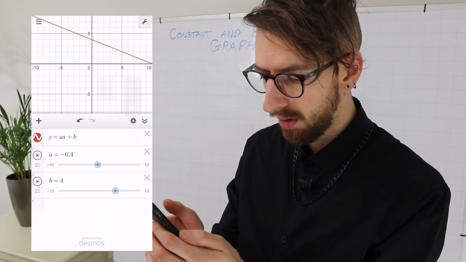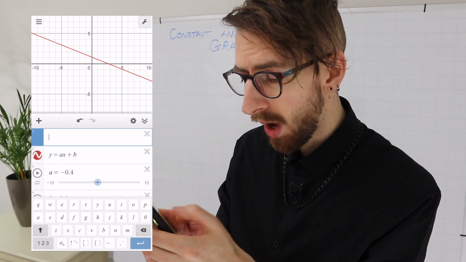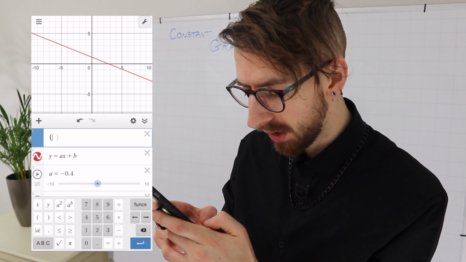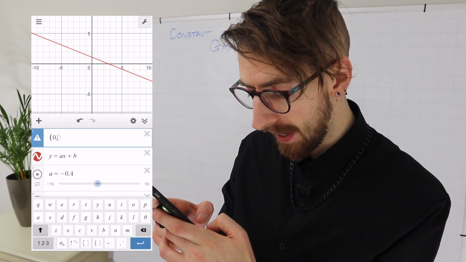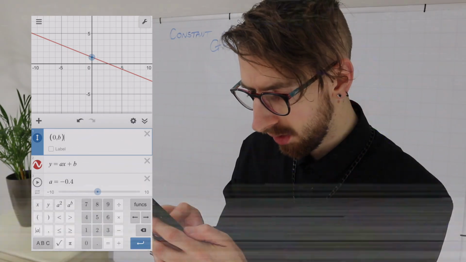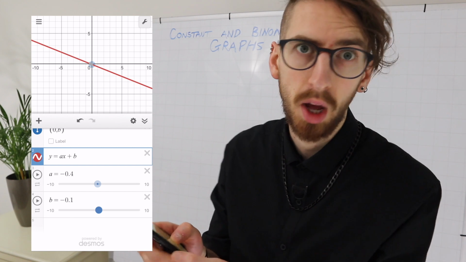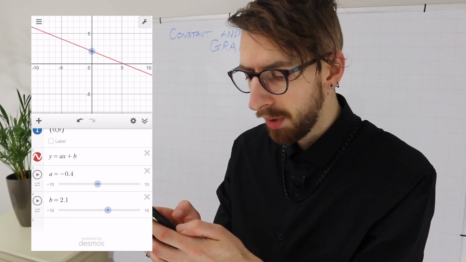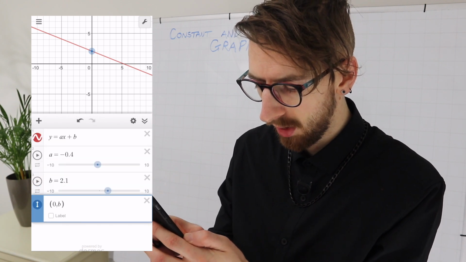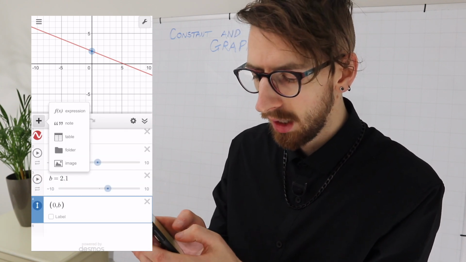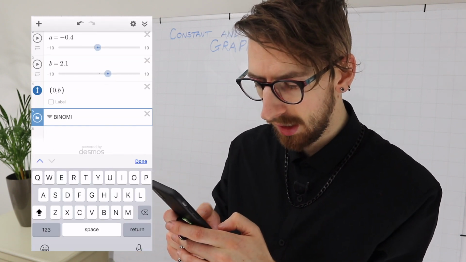Let's just turn that off. You can really see the y-intercept if we write a little coordinate. If we do 0, which is our x coordinate, and if we change b, we'll see that that is moving up and down as we'd expect. So let's move this down here. And the nice thing about Desmos is that you can make it all nice and neat.